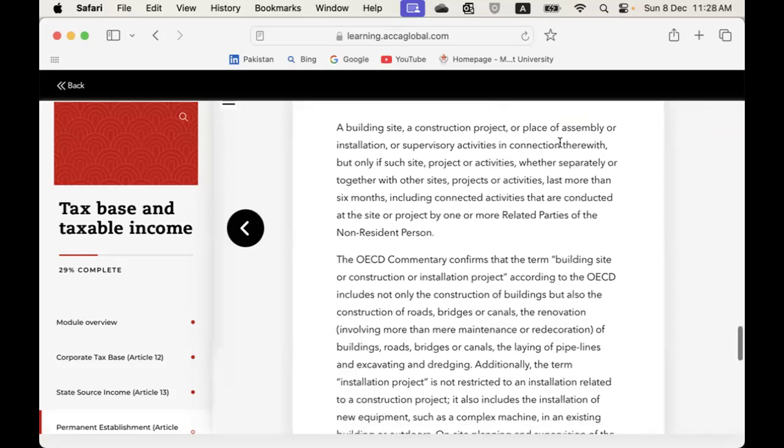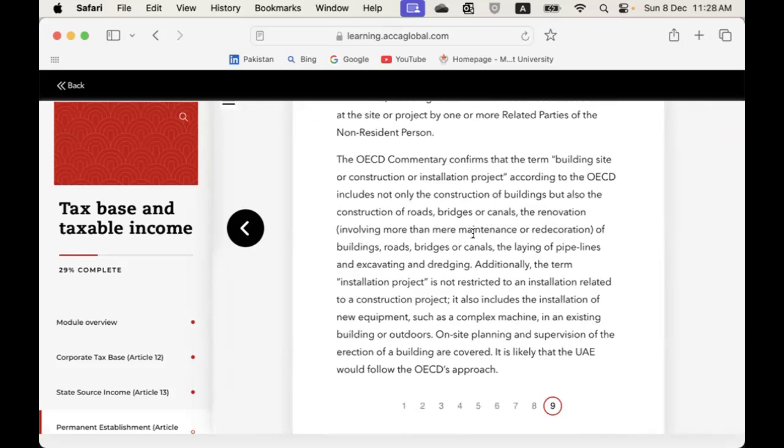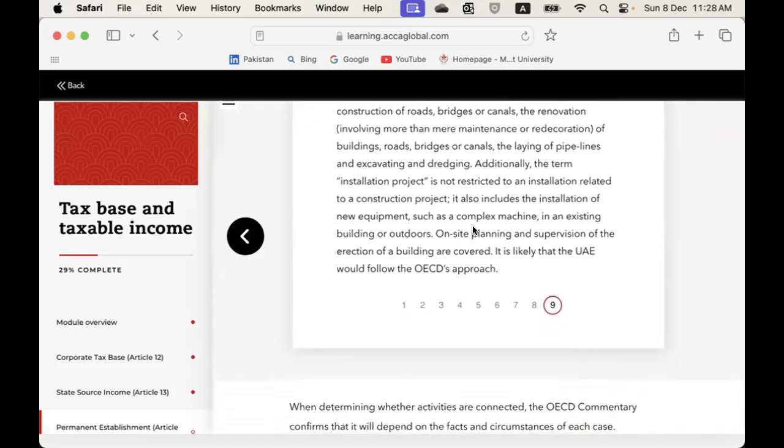Building site, construction project, place of assembly, etc. Did I mention one case that happened in India, which was Formula One, which was headquartered in UK, and they had, I think, a joint venture agreement with a corporation in India, where they were running a circuit in, I think, Delhi, and that UK corporation was issued a tax demand notice by the Revenue Authority.